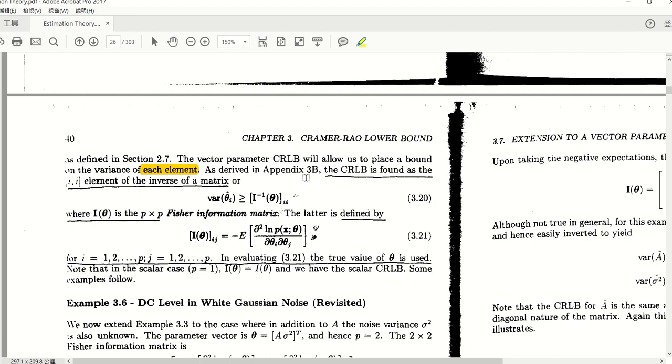Let us derive, which we skip. The CRB is found from the ith element of the inverse of a matrix. So if you take the Fisher information matrix, you take the inverse, and its ii element would be the lower bound for theta i. I'll repeat one more time. You take the Fisher information matrix, you take the inverse, and you take the ii element. Ii element means, let's say if you have something like this, this is 1,1, 2,2, 3,3, 4,4. So ii is a diagonal element at the ith location.